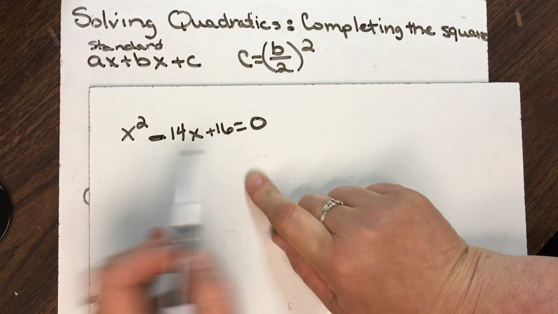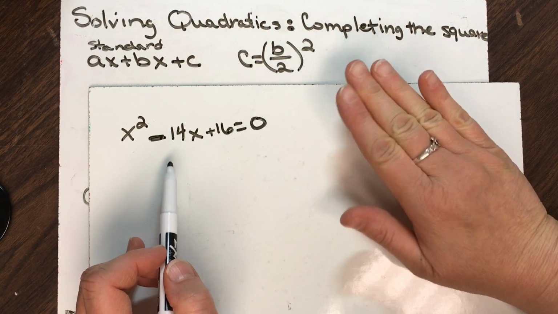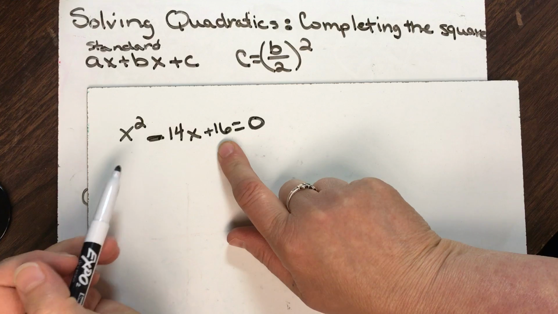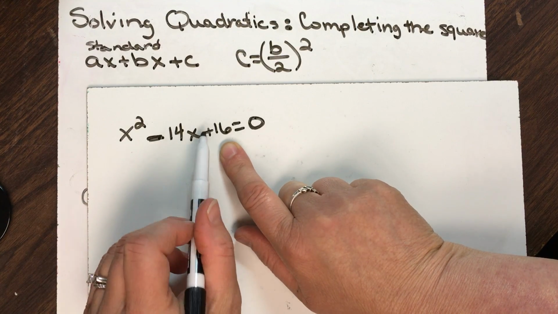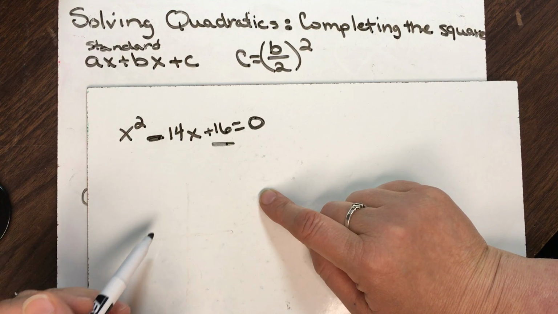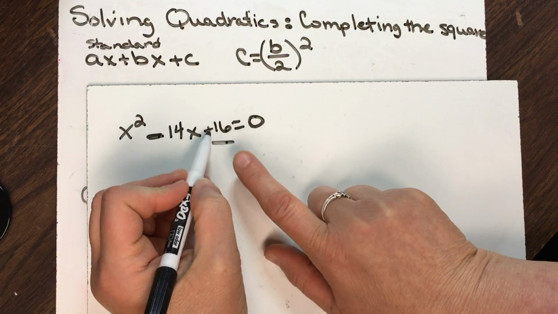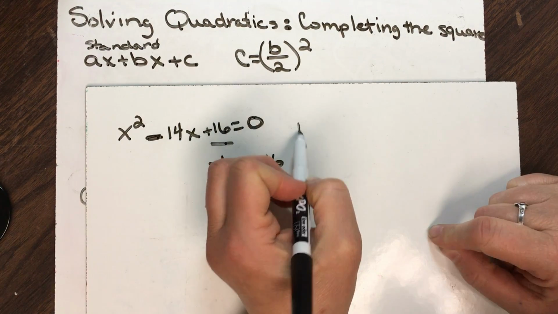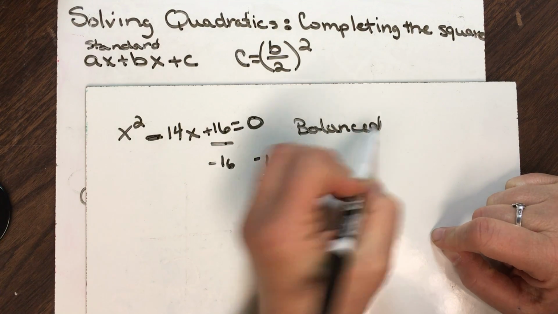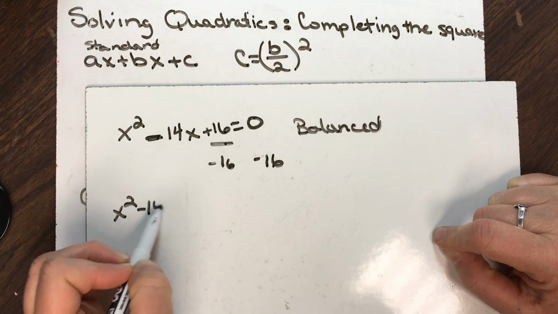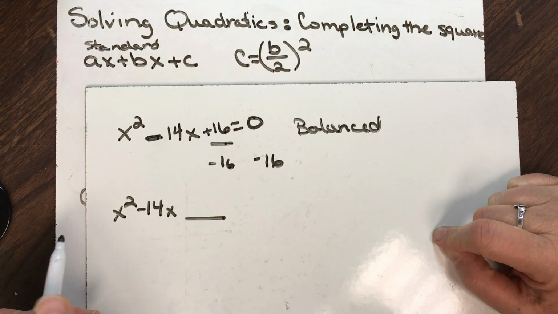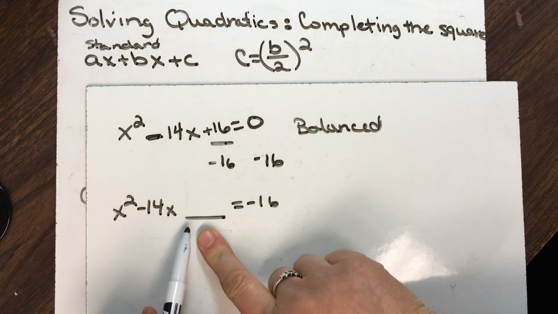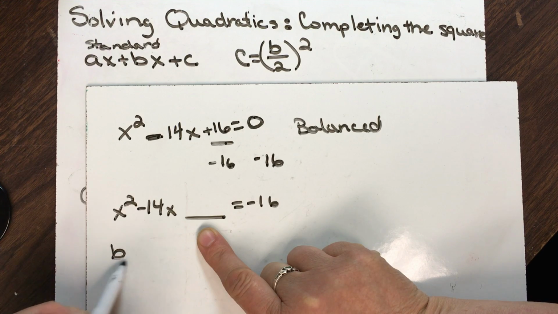Alright, so here we have all of our values, but we want to use the formula that we just used, and we want to use the method that we're just learning. So I'm going to move this to the other side so that we have a value spot. So we have this spot empty. So I have a positive 16, so I'm going to minus 16, and whatever I do to one side I have to do to the other. That keeps us balanced. So I have x squared minus 14x, that piece is now empty, equals negative 16.